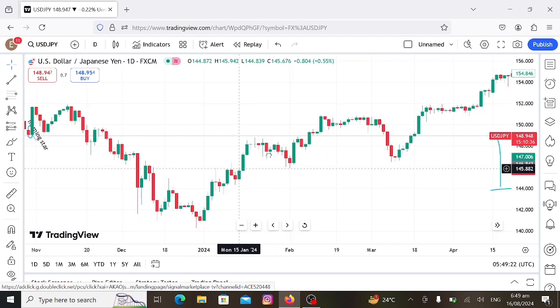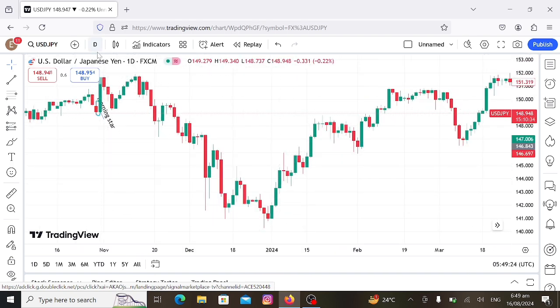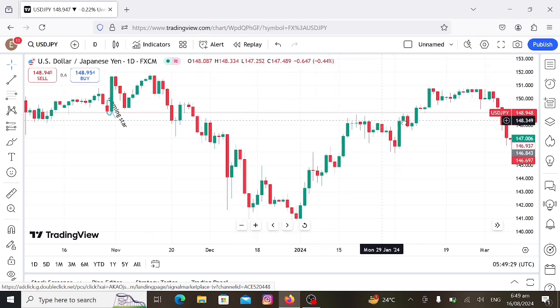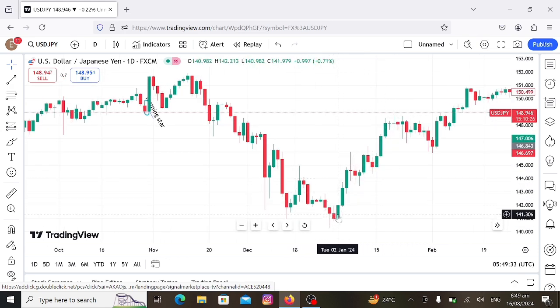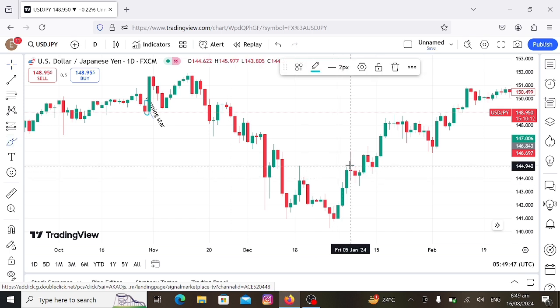This is a marabozu. This is a daily time frame. See how it appears in this place. This is day 1, day 2, day 3. Bullish. They all open up, up, up. Small wick, small wick, small wick, open up, up. So this is a marabozu or three white soldiers. Yes, this is it.